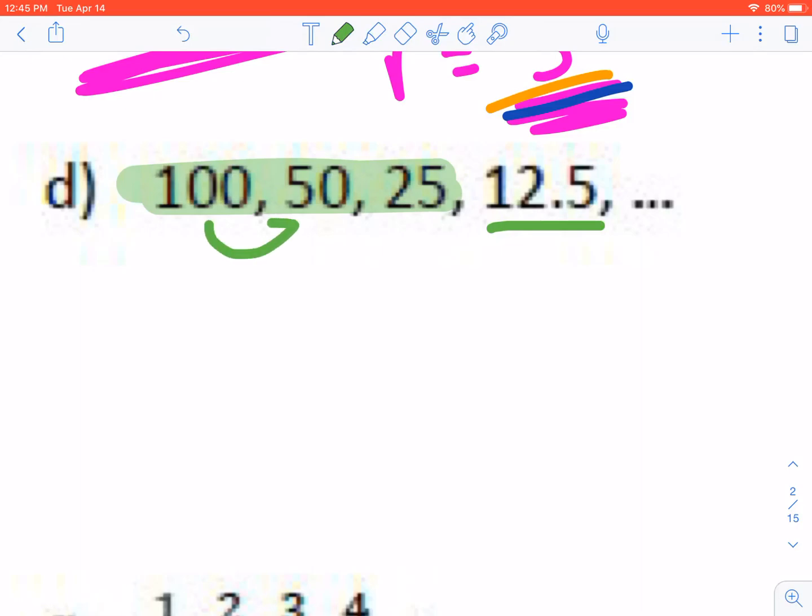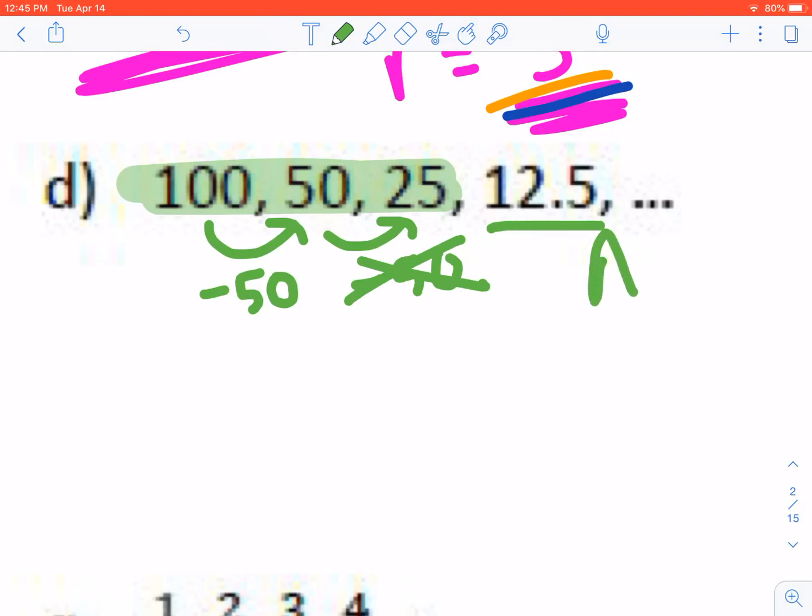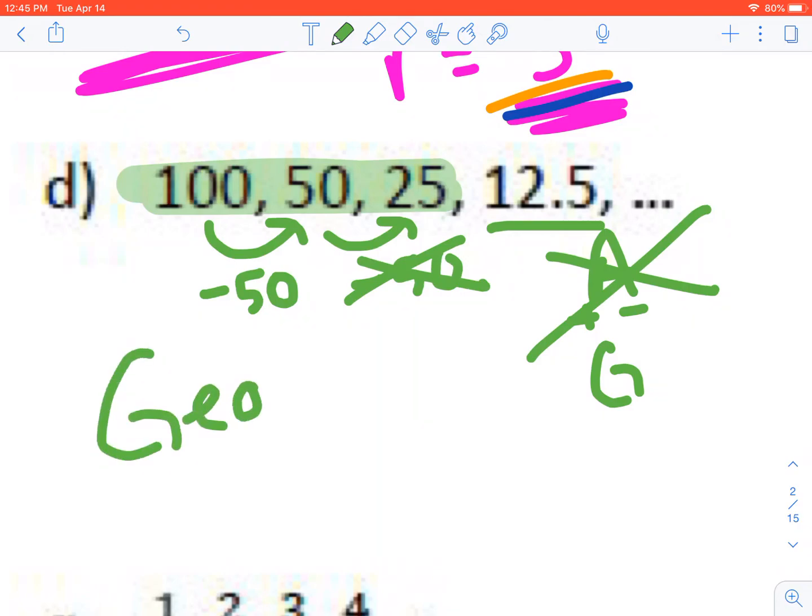So this time I see that the numbers are decreasing in value. So I notice that from here to here I can do minus 50. Will minus 50 work every time? No. So our two choices are arithmetic and geometric. Remember, arithmetic is adding and subtracting. And that's not going to happen on this one because we cannot keep subtracting the same number. So that means our answer for the first question after the video is going to be geometric.